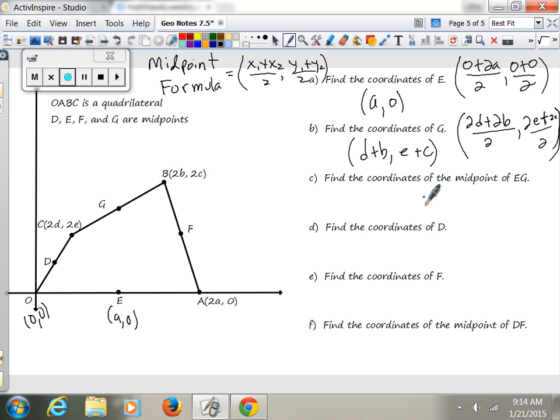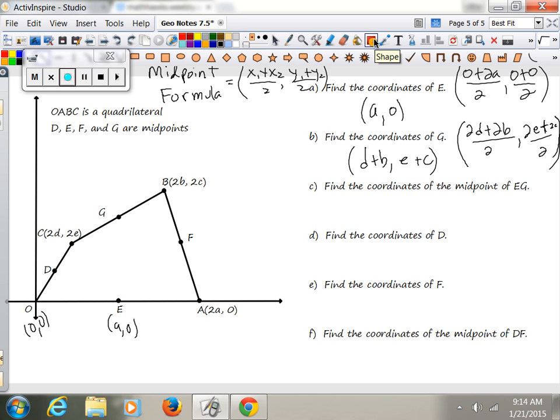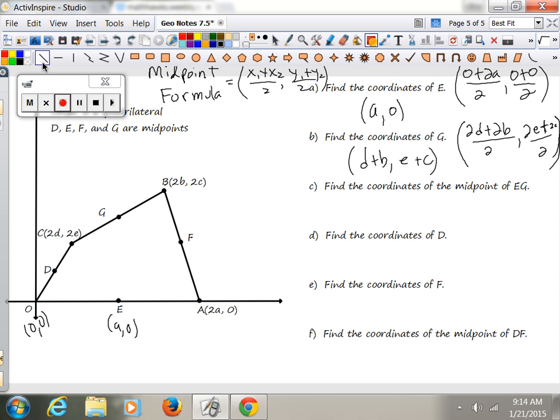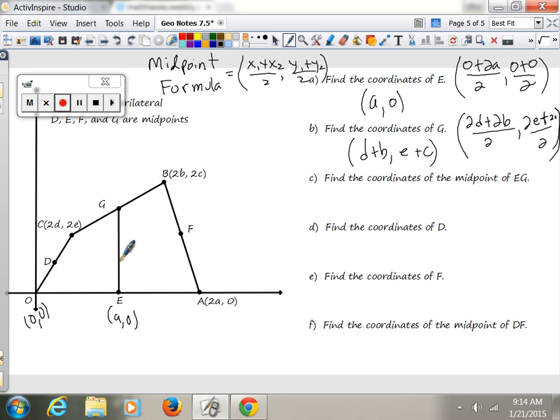So now find the coordinates of the midpoint of EG. EG would actually be this line right here from E to G. They want us to find the middle point of that. Okay, we know where E is, A, 0. We know what G is. G became D plus B, E plus C. So we want to find the midpoint of those. You add the x's and divide by 2. You add the y's and divide by 2.